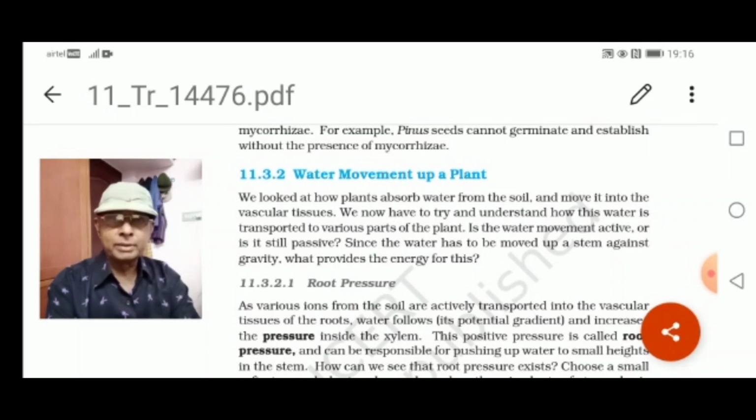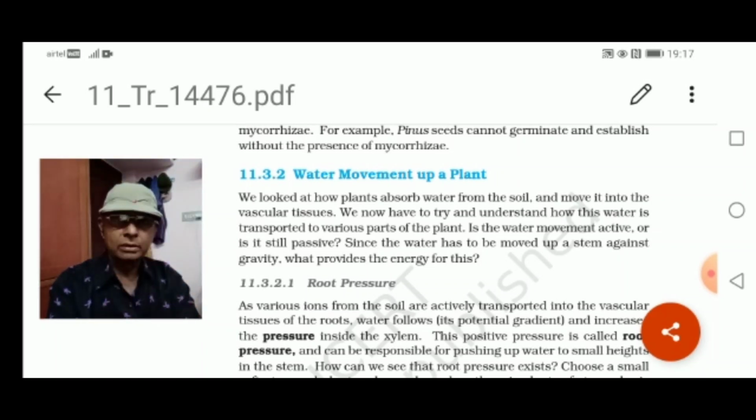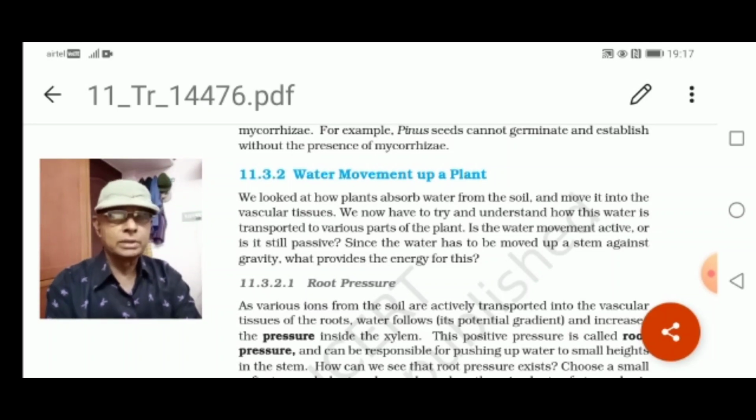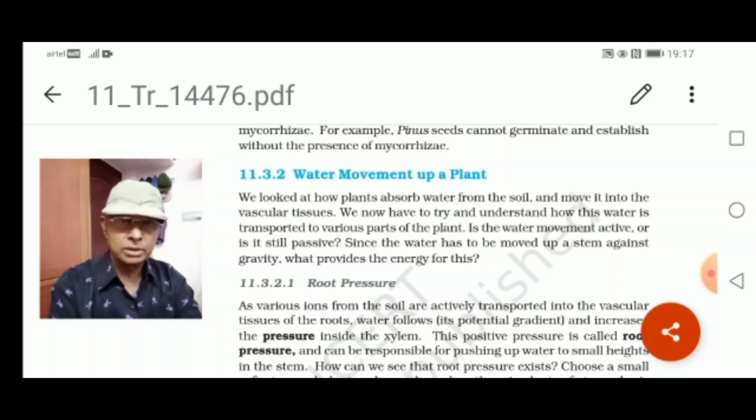Today we are going to see about water movement from the root system to the aerial parts of the plant, that is considered as the ascent of sap. When the root system absorbs water from the soil by root hairs, the water enters into the xylem vascular tissue. It is a water conducting vascular tissue. From the xylem, the root system will send water to the aerial parts of the plant.